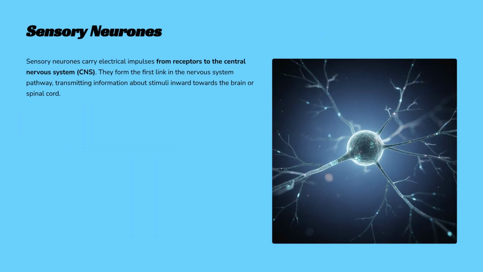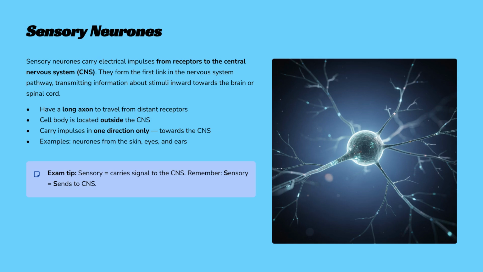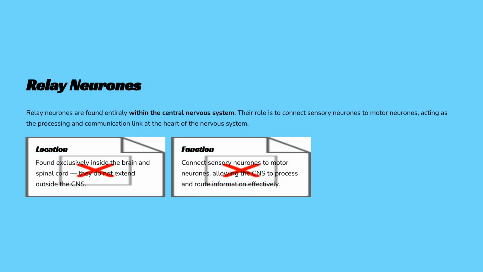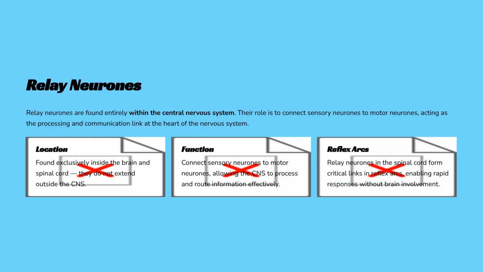Sensory neurons carry electrical impulses from receptors to the central nervous system, or CNS. They have a long axon, their cell body is outside the CNS, and they carry impulses only towards the CNS. Relay neurons are found exclusively within the central nervous system, connecting sensory neurons to motor neurons. In the spinal cord, they form links in reflex arcs, allowing rapid responses without brain involvement.